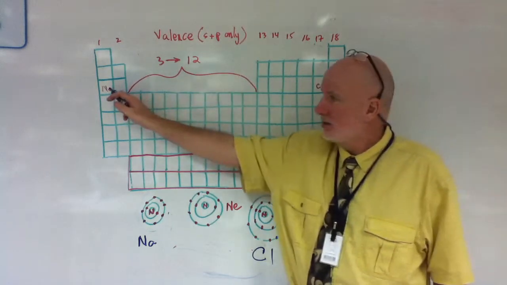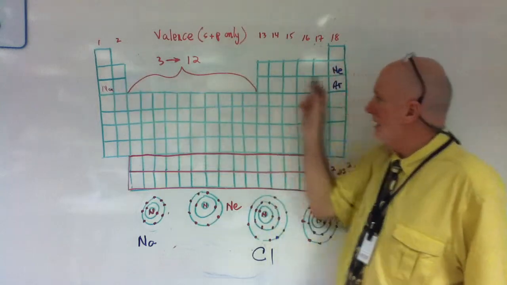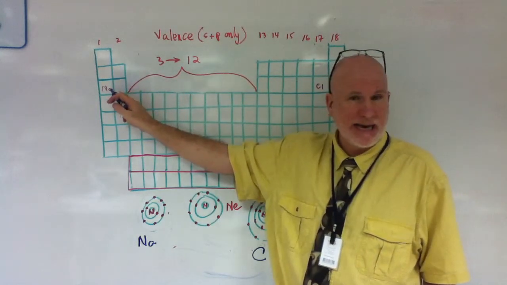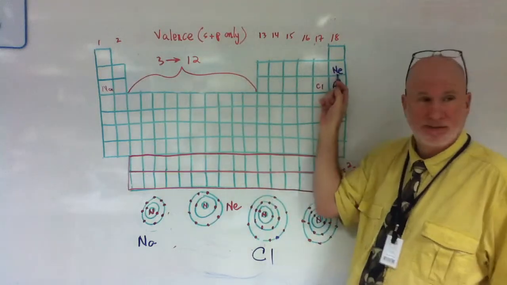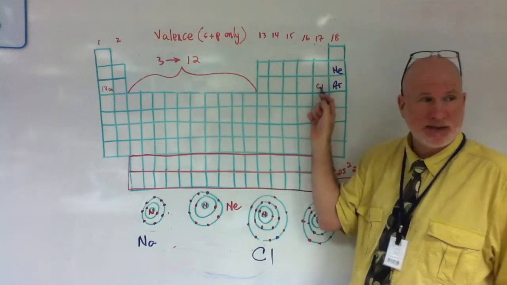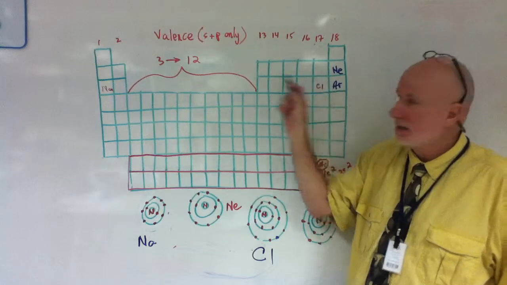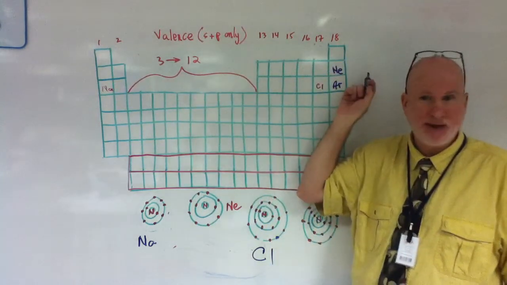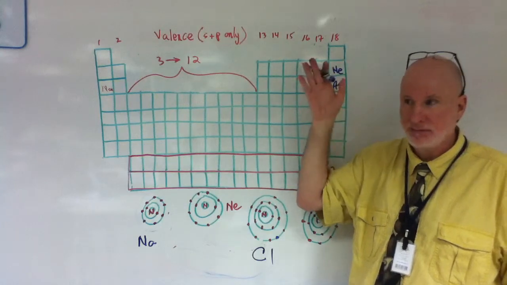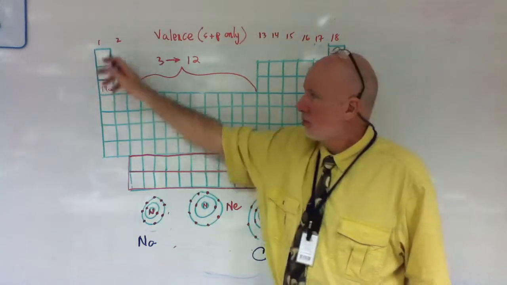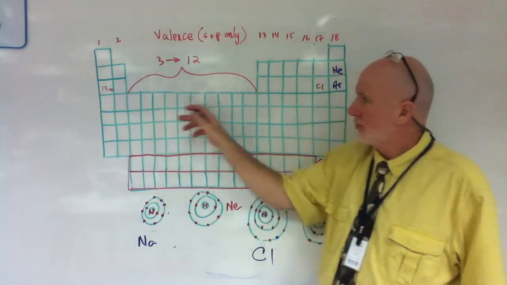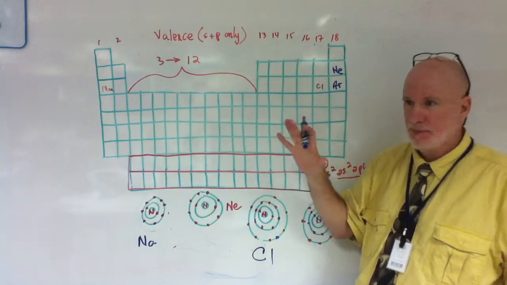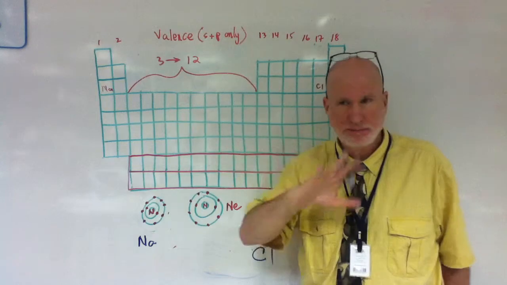Didn't sodium give one up to be like neon? Isn't the closest noble gas to sodium neon? Isn't the closest noble gas to chlorine argon? Didn't sodium react to be like neon by giving up an electron? Yes or no? Okay. This is group 1, 2, 3 through 12, 13 through 18, right? That's the way we number groups now.